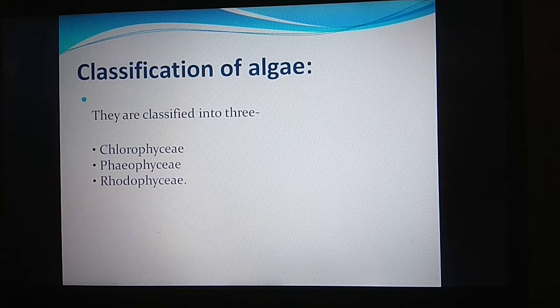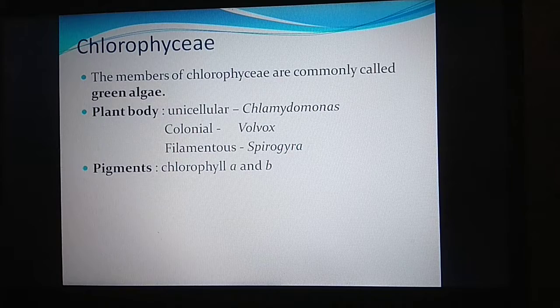Now, the classification of algae. Algae are mainly classified into three types: Chlorophyceae, Phaeophyceae, and Rhodophyceae. And this classification is based on the pigments they contain and the structure they have. So mainly these are the main features. The algae are classified into three groups.